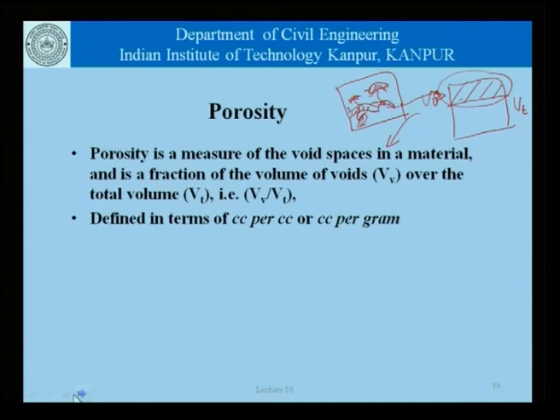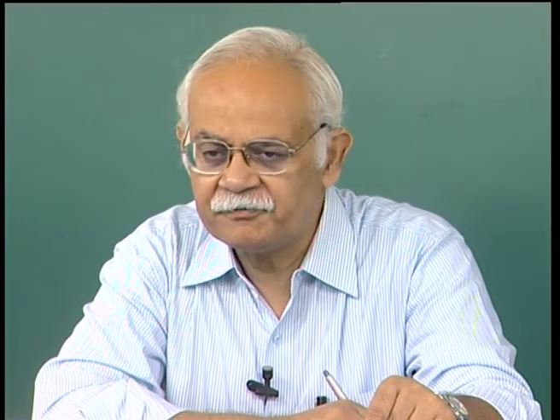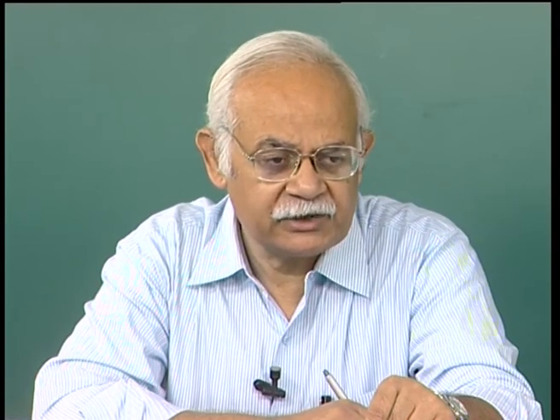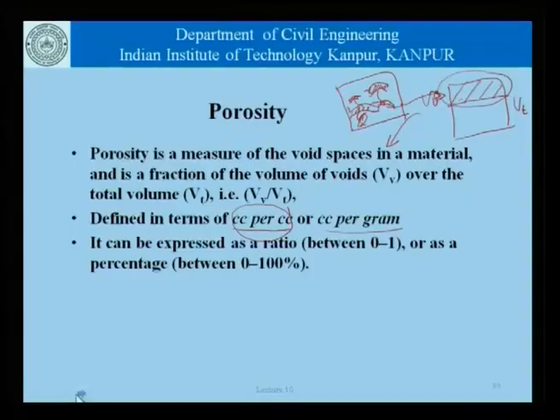Porosity therefore, will be defined in terms of cc per cc or cc per gram. So, in any case, the pore space will be defined in terms of volume. It could be defined in terms of a volume percentage of the pores to the volume of the material, or it could be defined as volume space of pores to the mass of that material. It can be expressed as a ratio which would be between 0 and 1, or a percentage which would be between 0 and 100.